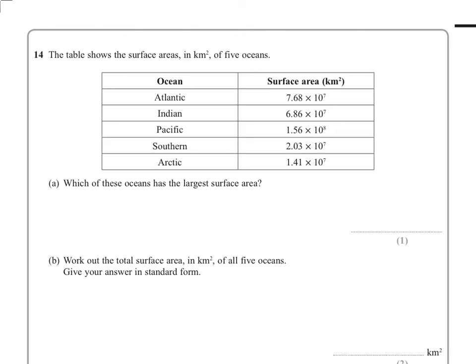So if I'm looking for the largest surface area, okay, don't be fooled by the values at the front, so these ones here. The times 10 to the power of bit tells me the size. So the Pacific I could write as 15.6 times 10 to the power of 7. Now you'd all agree with me that actually the Pacific is the largest ocean, not the Atlantic. So the Pacific is the largest ocean.